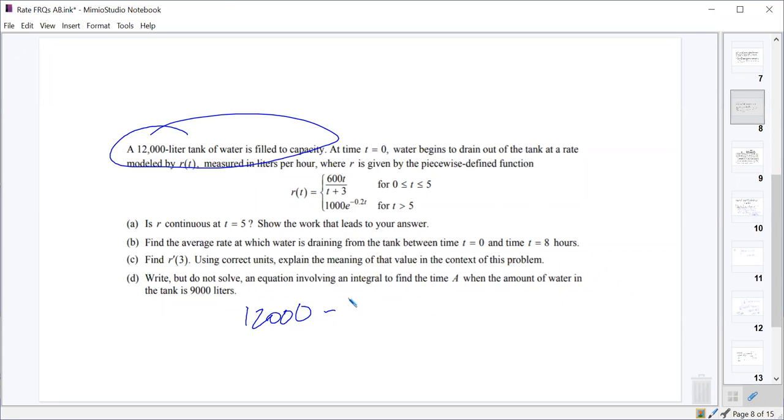And so it starts out filled to capacity, so its initial amount is 12,000 and water is draining out of it, so minus an integral from, and we'll just say 0 to a of r of t, because we're trying to find out when this equals 9,000. And so 12,000 where it starts, this is how much is leaked out between t equals 0 and t equals a, and we want that final amount to equal 9,000. So this is what we would do. And that's good enough. That would get you all the points for that answer, I'm sure. Does that make sense?